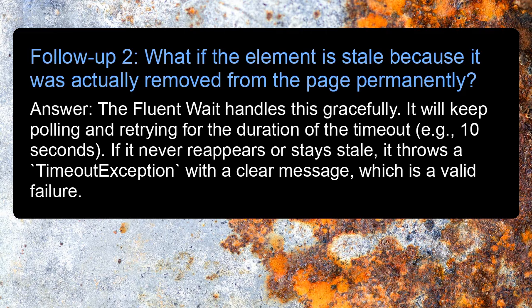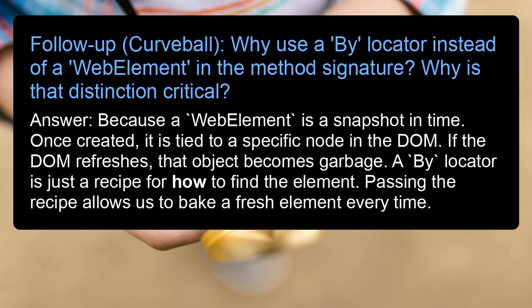Follow-up 2, what if the element is stale because it was actually removed from the page permanently? Answer: the fluent wait handles this gracefully. It will keep polling and retrying for the duration of the timeout, for example, 10 seconds. If it never reappears or stays stale, it throws a timeout exception with a clear message, which is a valid failure.